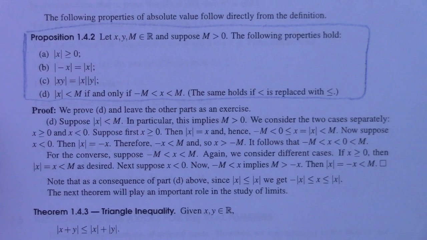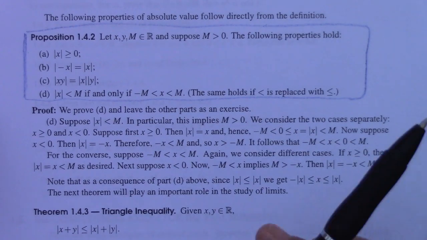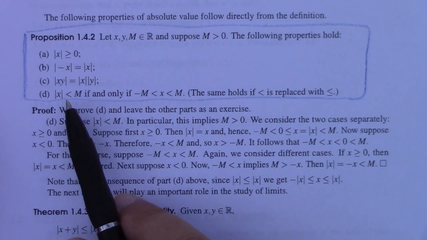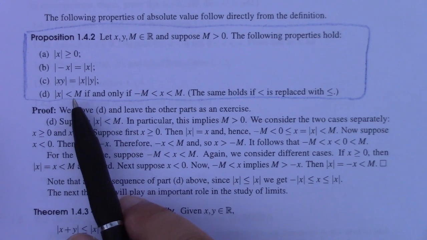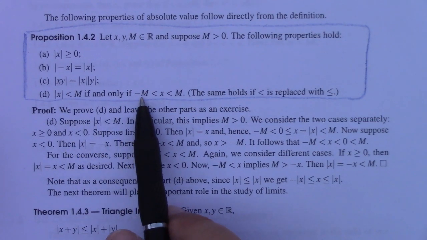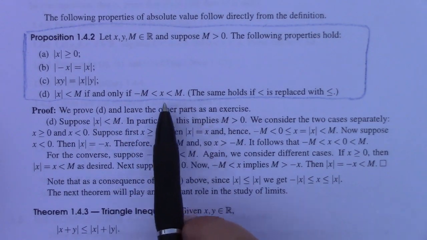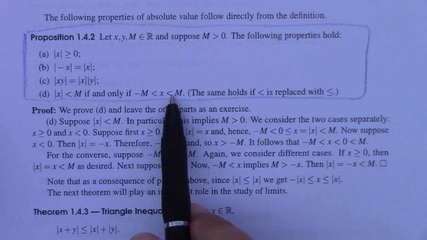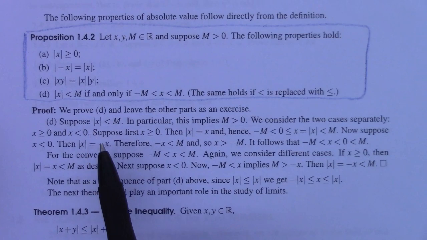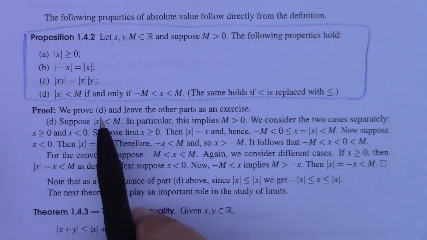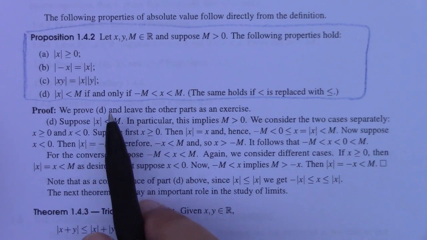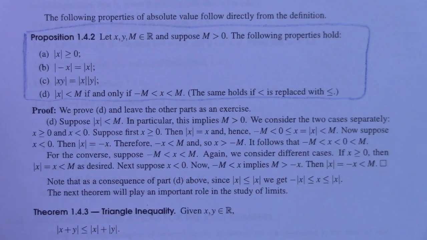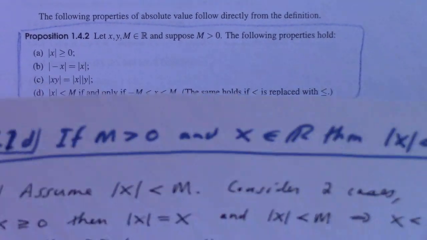And let's just look at the proof of the last one, because we're going to use this over and over again in this course. The absolute value of x less than m if and only if minus m less than x less than m. And we could replace less than with less than or equals to in both places as well. So, let's see here. Maybe I'm going to go ahead and just do the proof by myself.